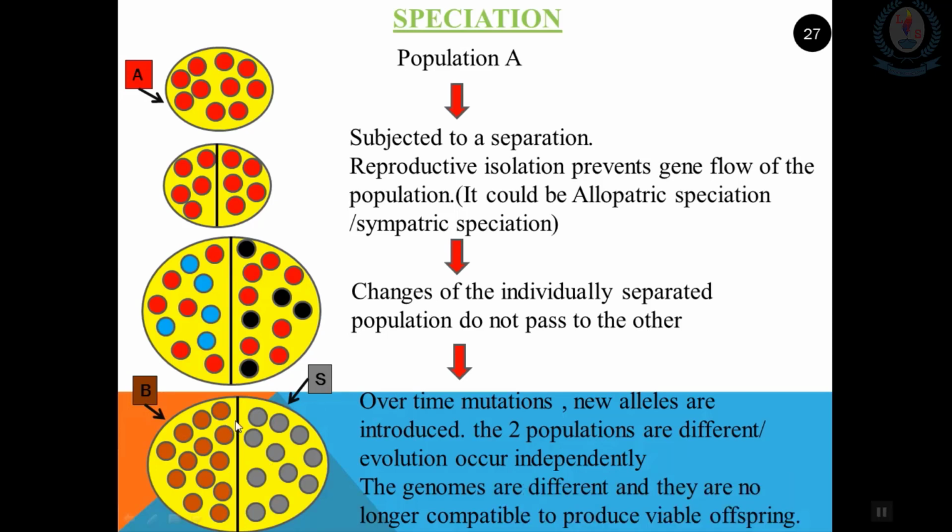So let's say after hundreds of years this barrier is removed. Even though the barrier is removed, after all these years the two different populations will not be able to produce fertile offspring after reproduction.